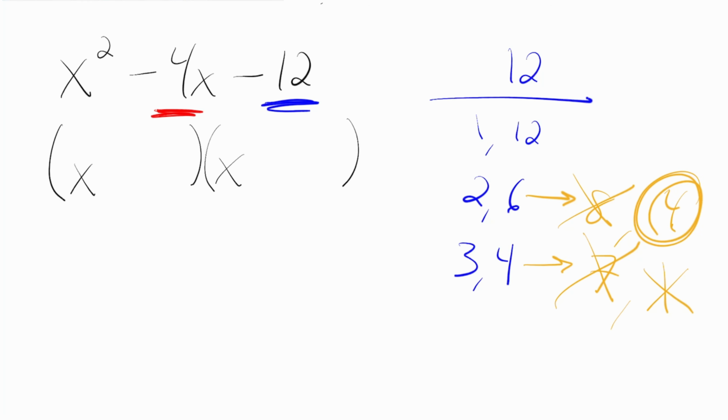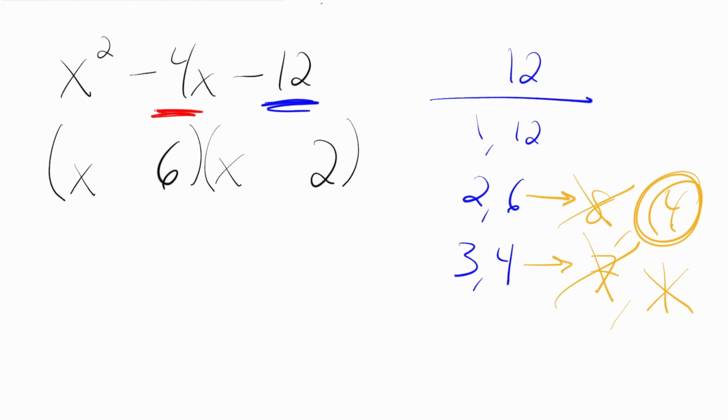So if 6 and 2 got us 4, we can then go ahead and put that 6 and 2 into the empty slots in our factoring problem. Now it is finally time to look at the signs. What signs do we need for the 6 and the 2 so that when we add them together, they get us the middle number? In this case, that's going to be negative 4.